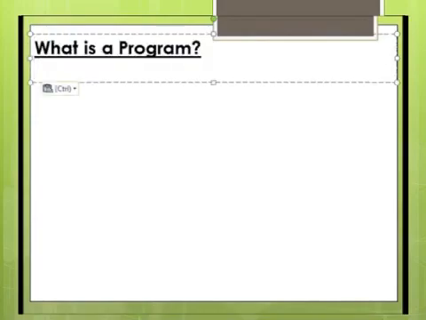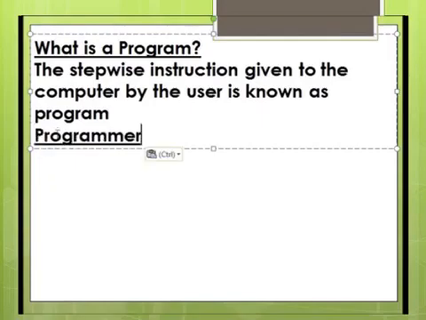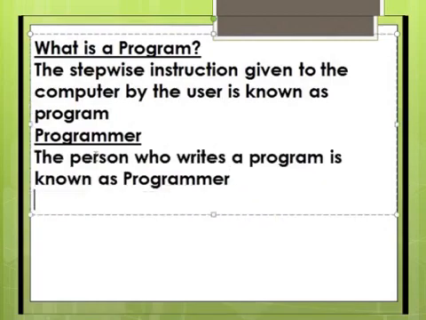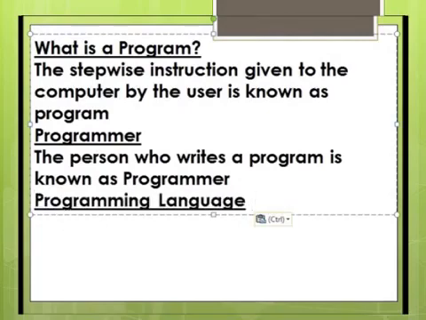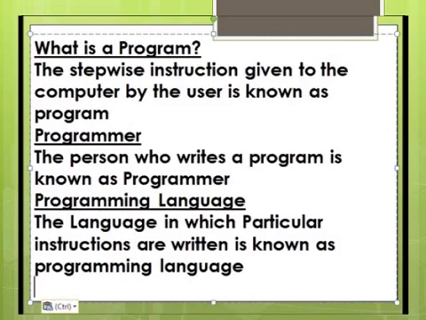What is a program? The stepwise instructions given to the computer by the user is known as a program. Who is a programmer? The person who writes a program is known as a programmer. Then what is a programming language? The language in which particular instructions are written is known as a programming language.